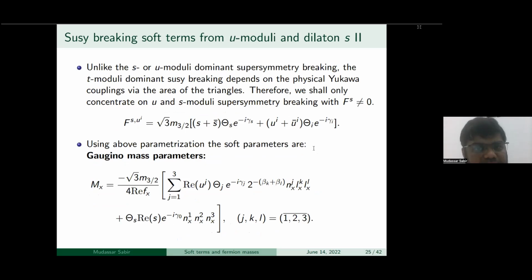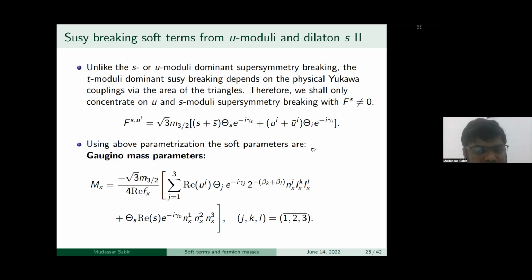Unlike the S or U moduli dominant SUSY breaking, the T moduli dominant SUSY breaking depends on the physical Yukawa couplings through the area of triangles. Therefore, we shall only concentrate on the U and the S moduli SUSY breaking with dilaton non-zero. So this is the most general case. In the paper, we have also discussed just the U moduli dominated SUSY breaking without the dilaton S. Using the above parameterization, the soft parameters are given by the following formulas.